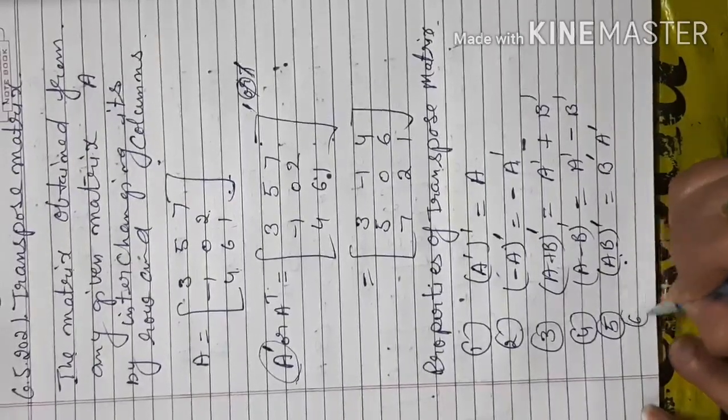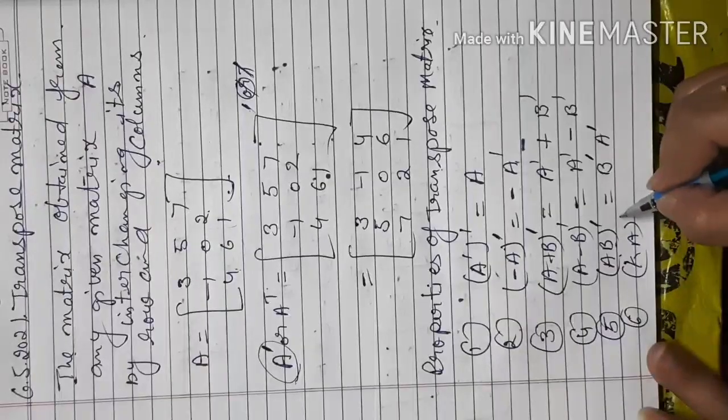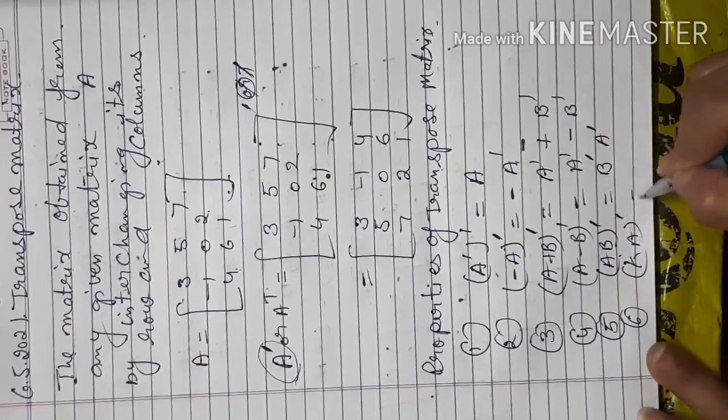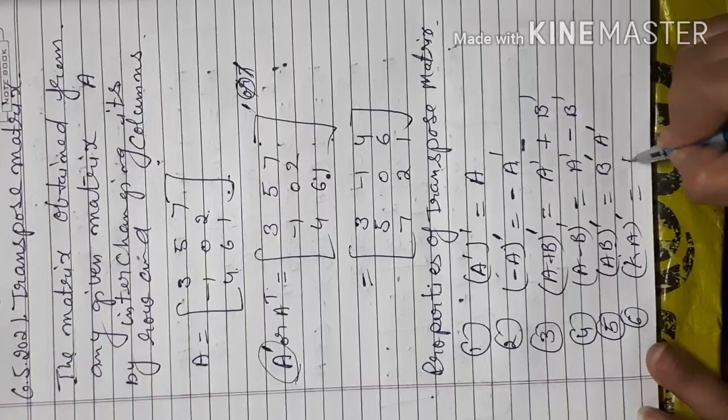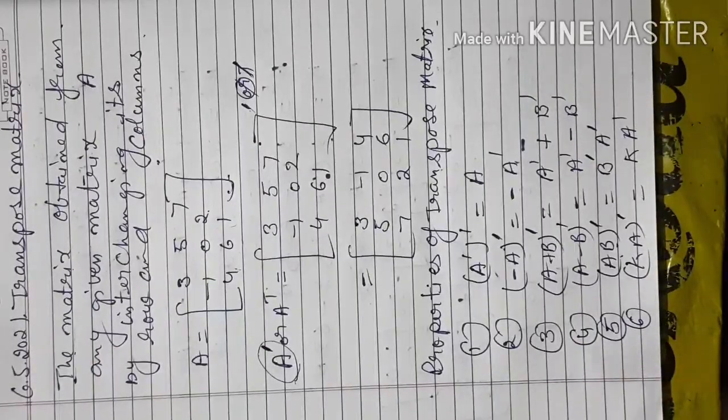The last property is, if you multiply any matrix with a scalar number, like any common number, that is the same as taking that number common and then transposing the matrix. So that is the same thing.